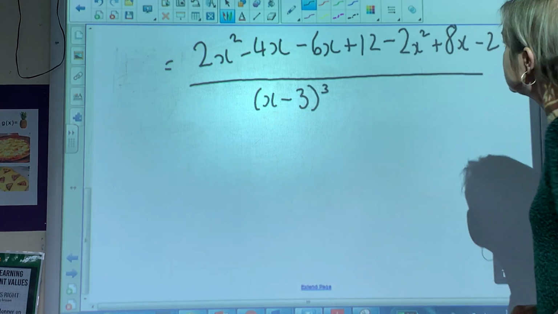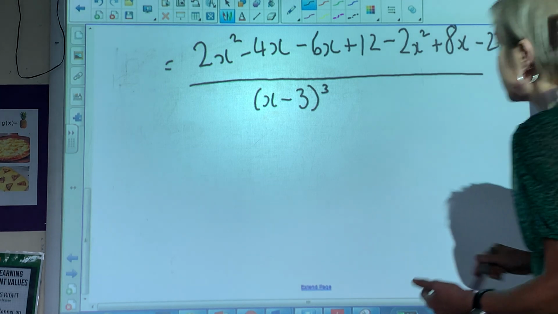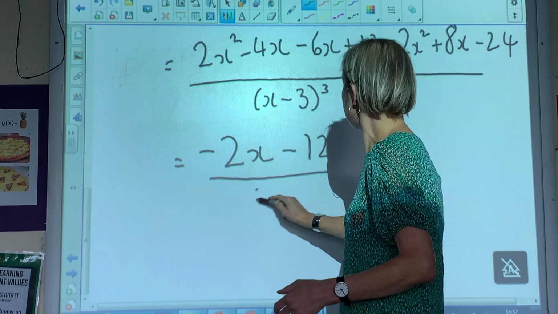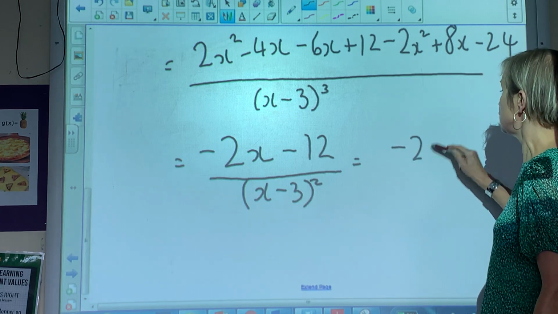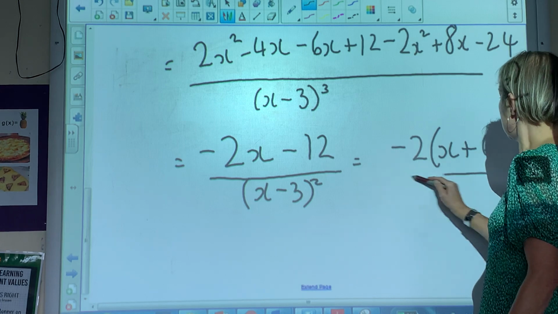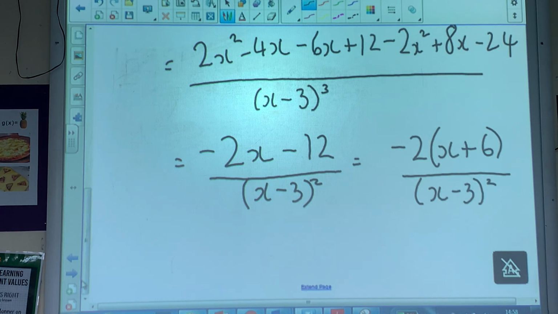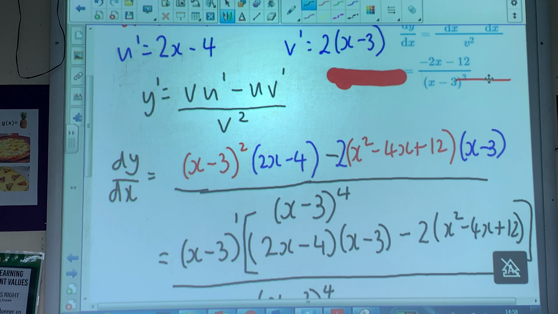So simplifying this, you can see my 2x squareds are cancelling. I've got a minus 10x plus an 8x. So I've got a minus 2x and a minus 12 all over x minus 3 all squared. So I would like to say, what's that going to be? Minus 2x plus 6 all over x minus 3 all squared. Have I simplified that as far as possible? And let's check that that's correct. There it is. And yes, that's correct. That's what we're looking for, isn't it?